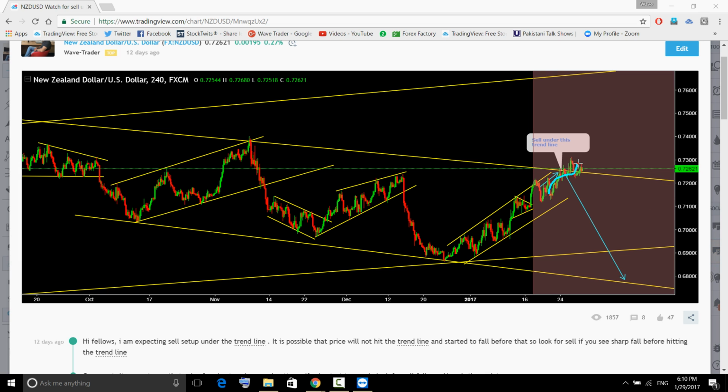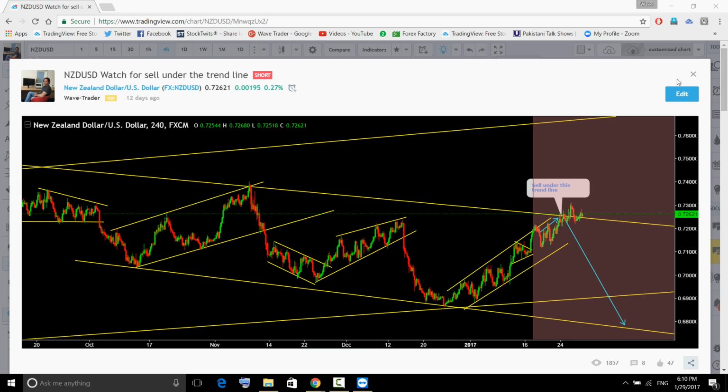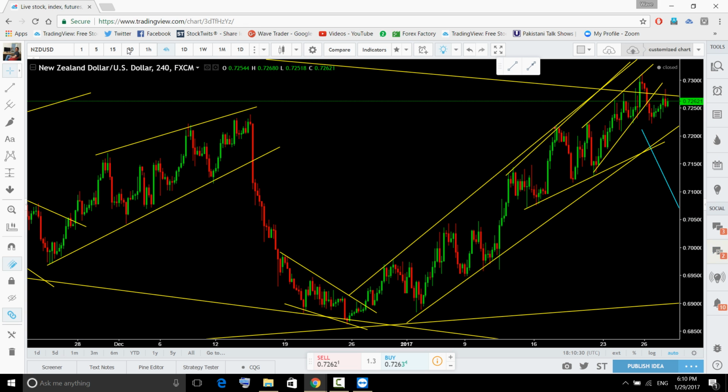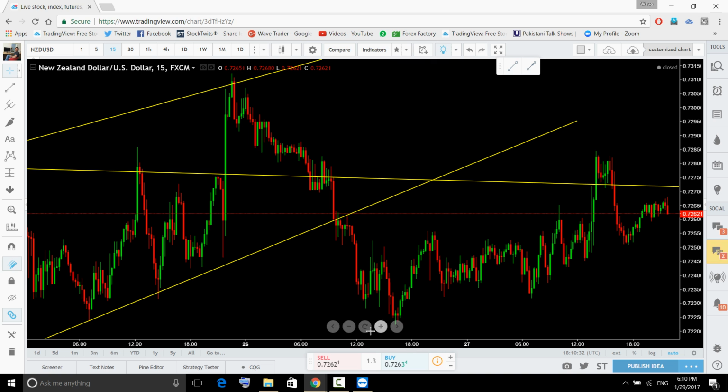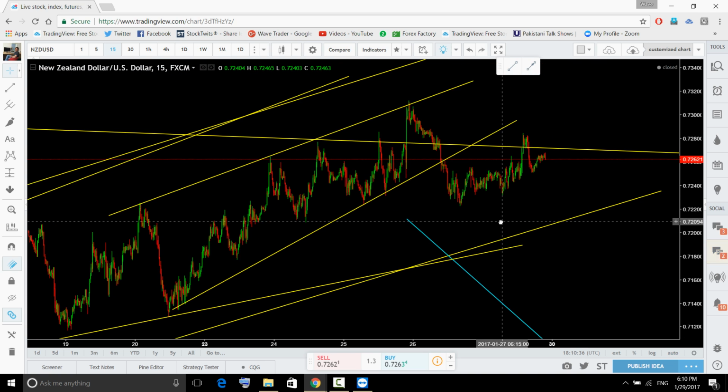So this whole move is corrective. This whole move was the ascending channel and a corrective move to the downside. The move we are looking for is this. Now we are at the top. You can sell based on your indication, you can sell based on impulse.